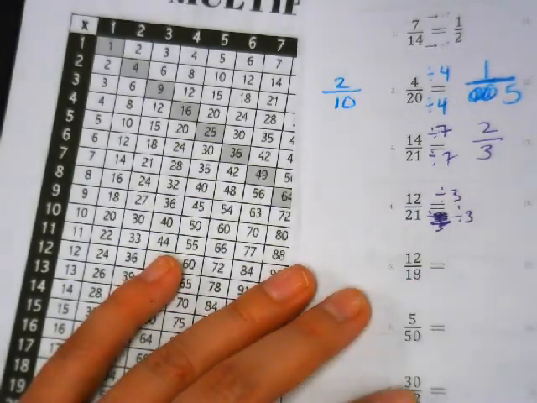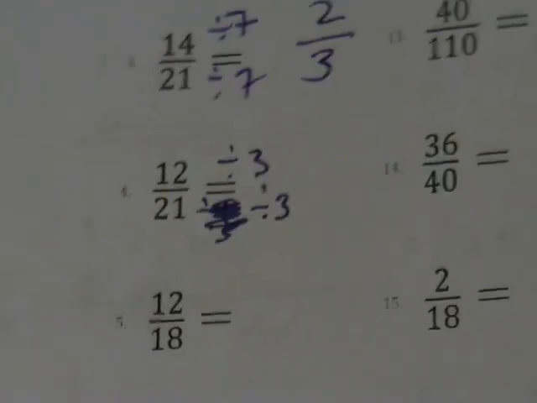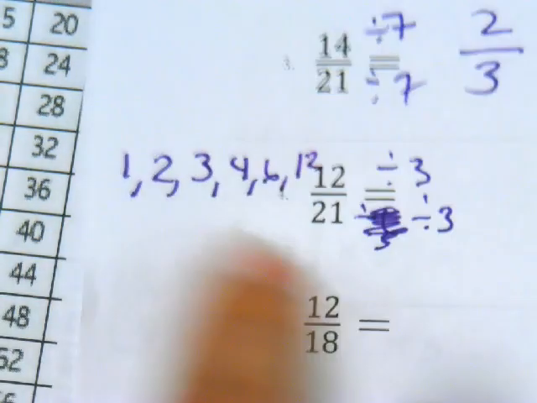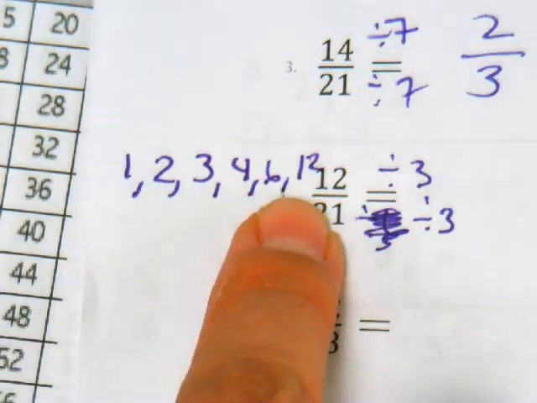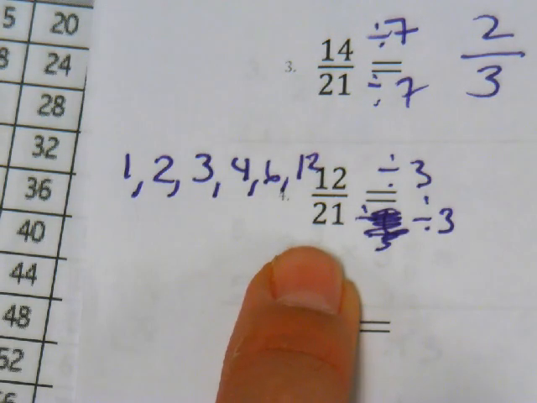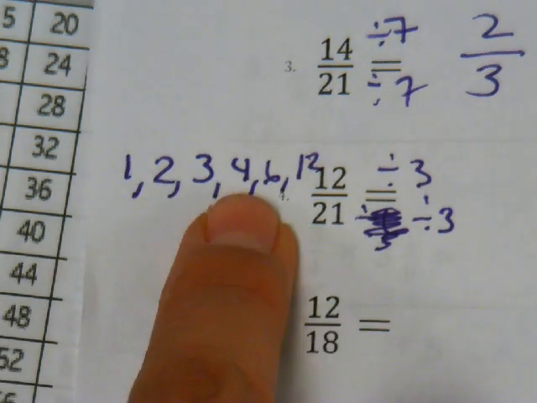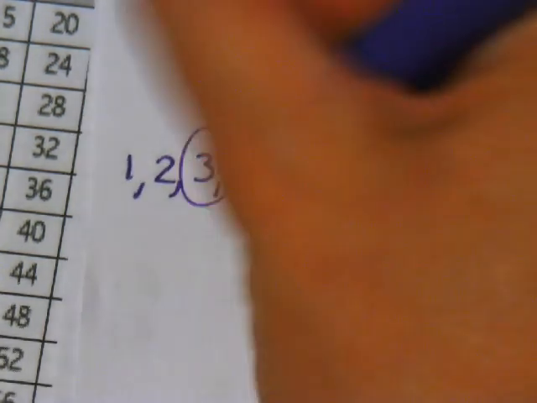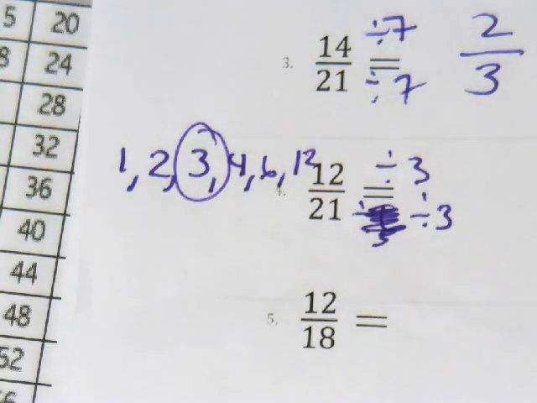You can also think about it as, what numbers can I divide 12 by? I can divide 12 by 1, by 2, by 3, by 4, by 6, and by 12, right? These are all the numbers that I can divide 12 by. Which of these numbers also work with 21? 2 does not work, 4 does not work, 6 and 12 do not work. The only number that works is the number 3. That's the number I use to simplify.